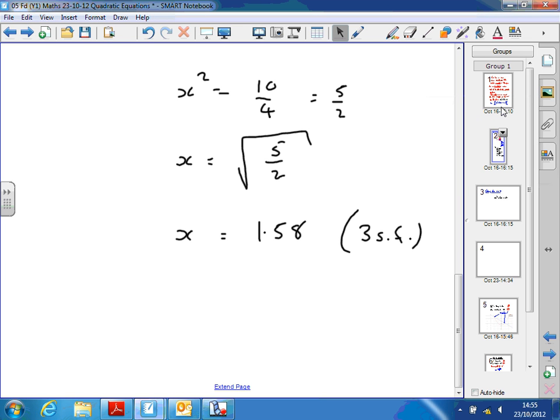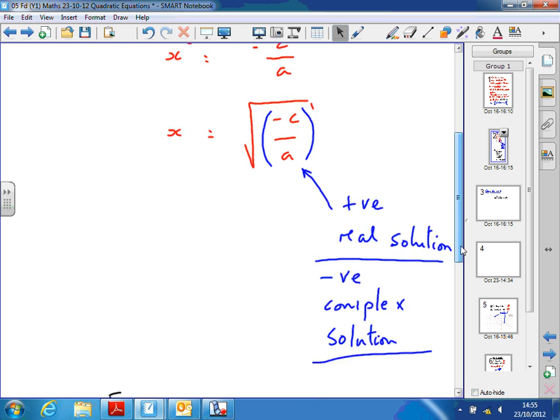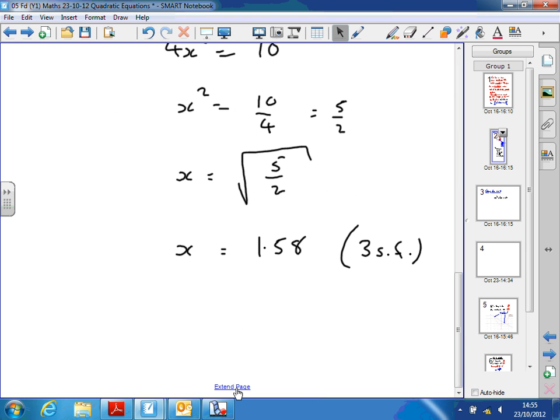And when we put it in the calculator, we get 1.58. However, as we said at the beginning, when we were talking about this last week as well, remember, when we have a quadratic, there are always two solutions. If we look at this, so far we've only got one solution. There are two solutions. What we have to remember is that when we square root a number, the answer could be positive or negative. So in the final answer, x equals plus or minus 1.58.